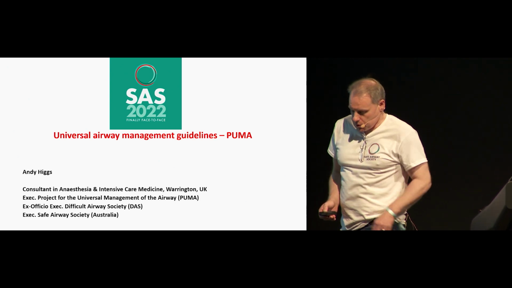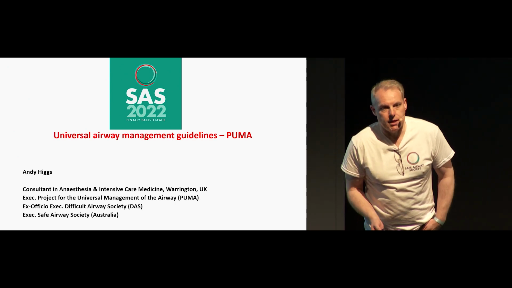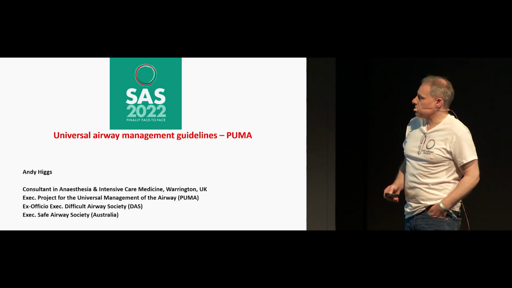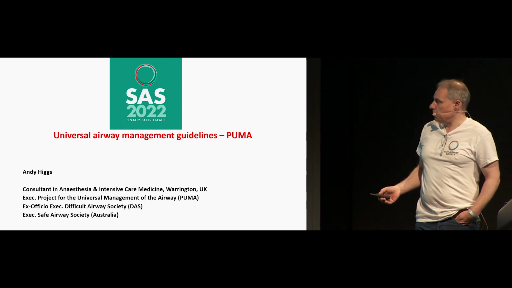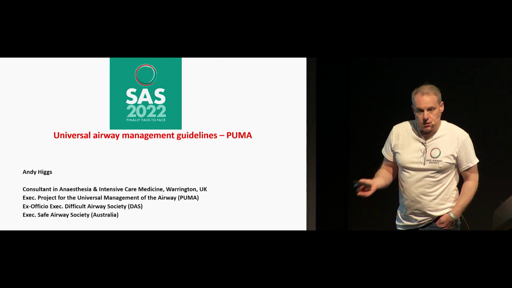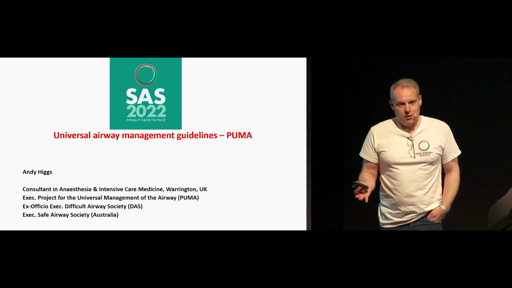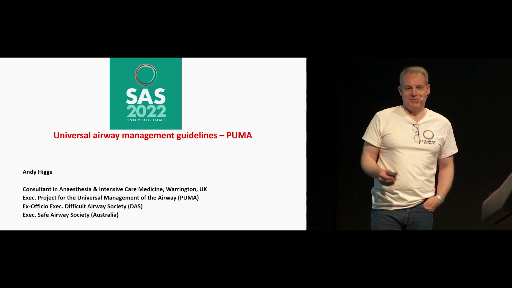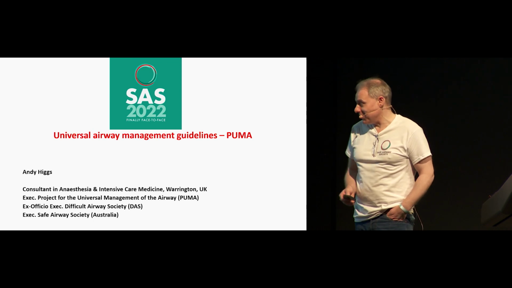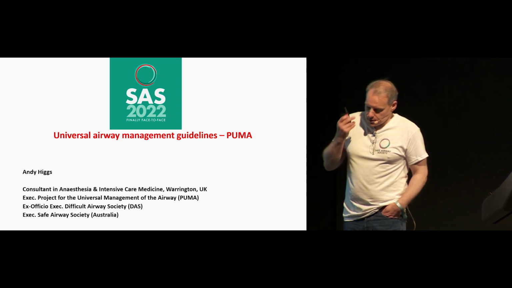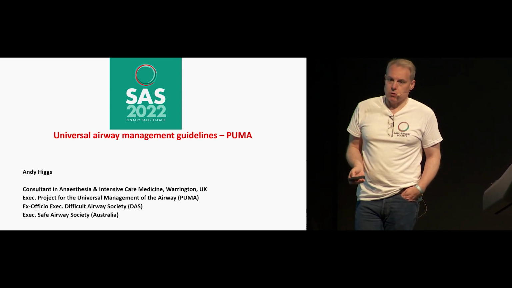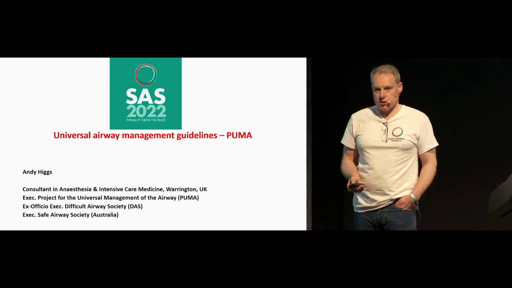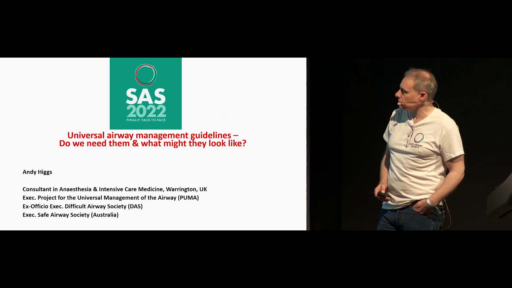Right, there we go. As John said, I've been associated with the Difficult Airways Society, and I'm also an executive of the Safe Airways Society, so thank you very much. I finally get to do a face-to-face meeting for SAS. I'm also one of the execs of the project for Universal Management of Airways, which has been going for a few years now, and we're finally starting to produce some stuff.